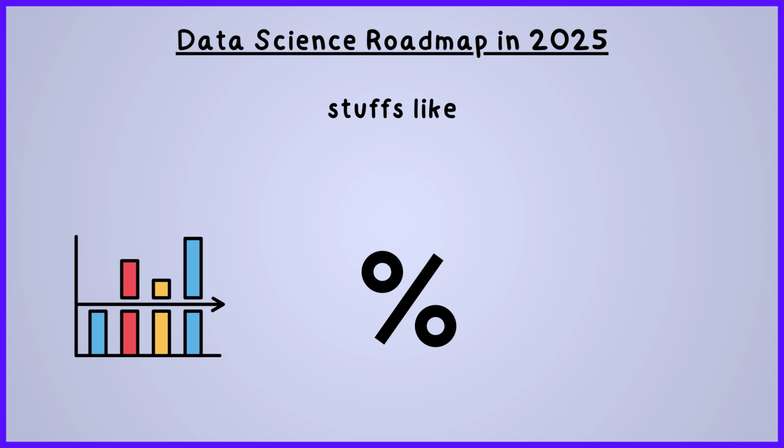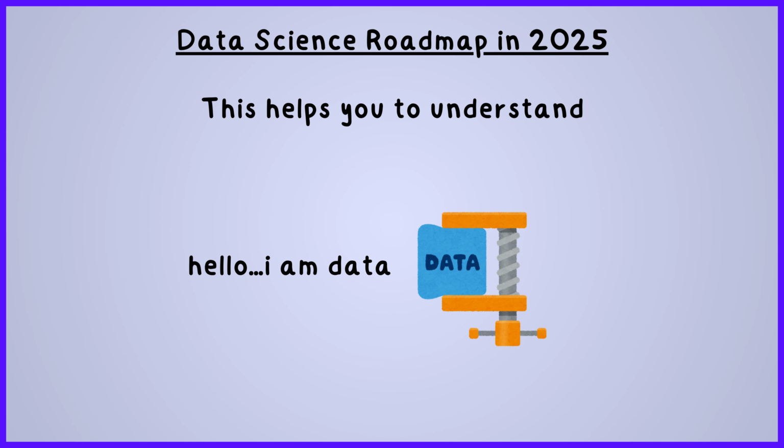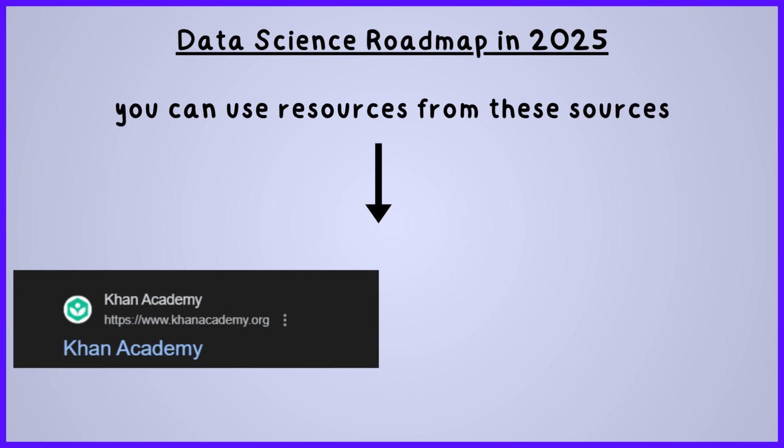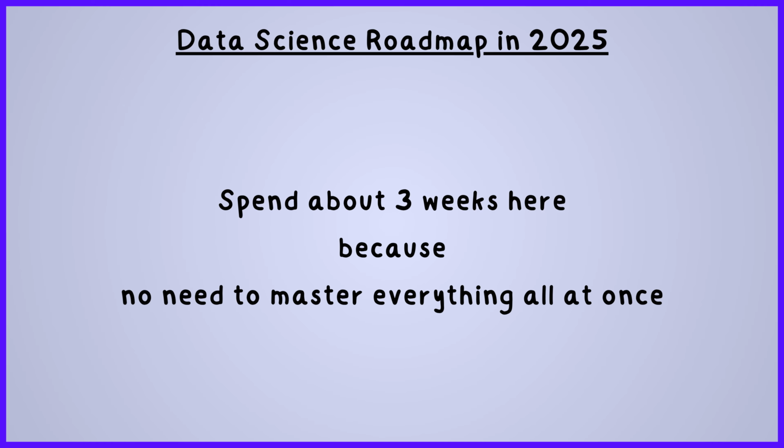Now, before jumping into tools or coding, learn basic statistics and probability. Stuff like average, percentage, charts, and simple logic. This helps you actually understand what data says. Use beginner resources from Khan Academy or YouTube. Spend around 3 weeks here. No need to master everything, just get comfortable.